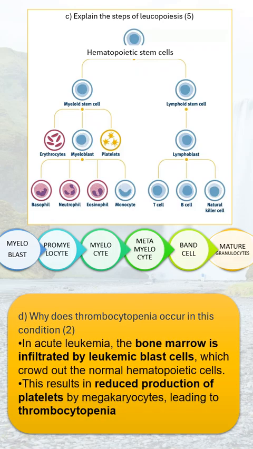The last question, why does thrombocytopenia occur in this condition? Here in this case, the bone marrow is actually filled with the blast cells. The blast cell proliferation is so high that it will compress the other normal hemopoietic cells. This will cause reduced production of platelets by the megakaryocytes, and that will lead to a condition called thrombocytopenia. So that is the reason why thrombocytopenia occurs in this case.